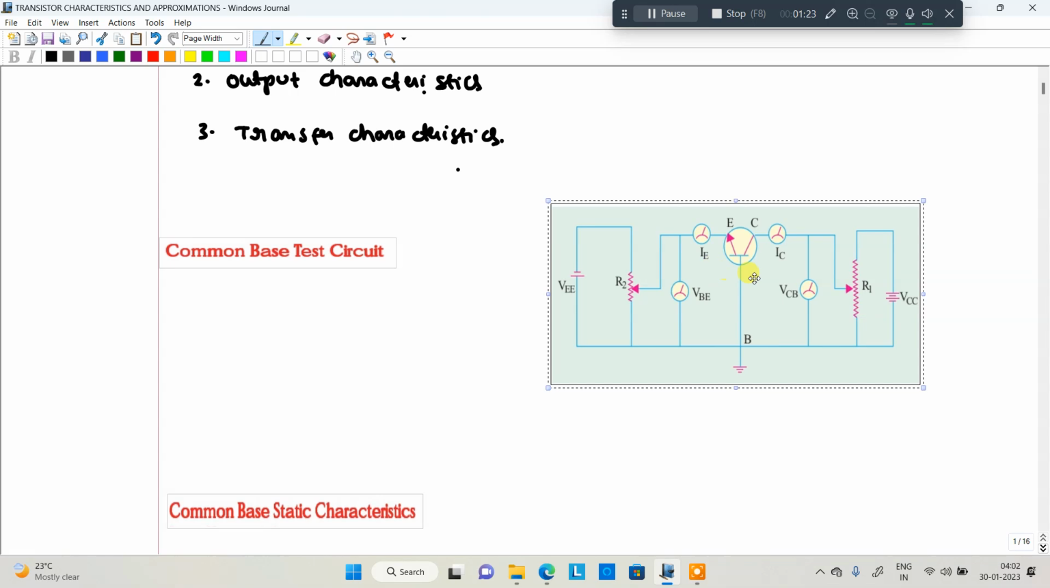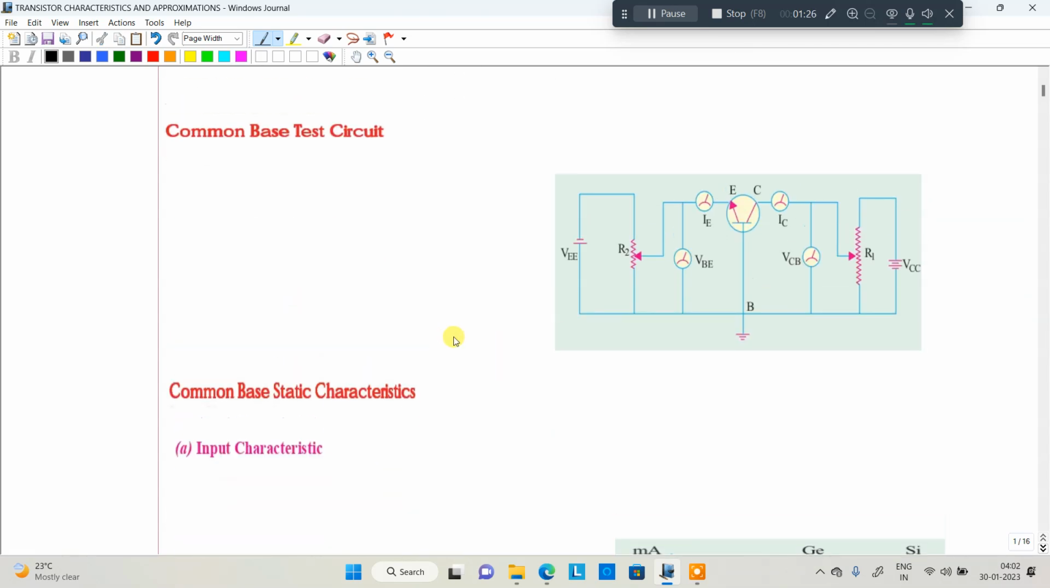Common base transistor characteristics. In the common base transistor characteristics, first you identify that we have connected the input voltage, which is a variable voltage, as well as the output voltage, which is also a variable voltage. We connect a voltmeter across the base and emitter terminals, and the emitter terminal is connected in series with an ammeter. Here also an ammeter is connected in series with the collector terminal, and a voltmeter is connected across the collector and base terminals. These are the meters we are going to connect.